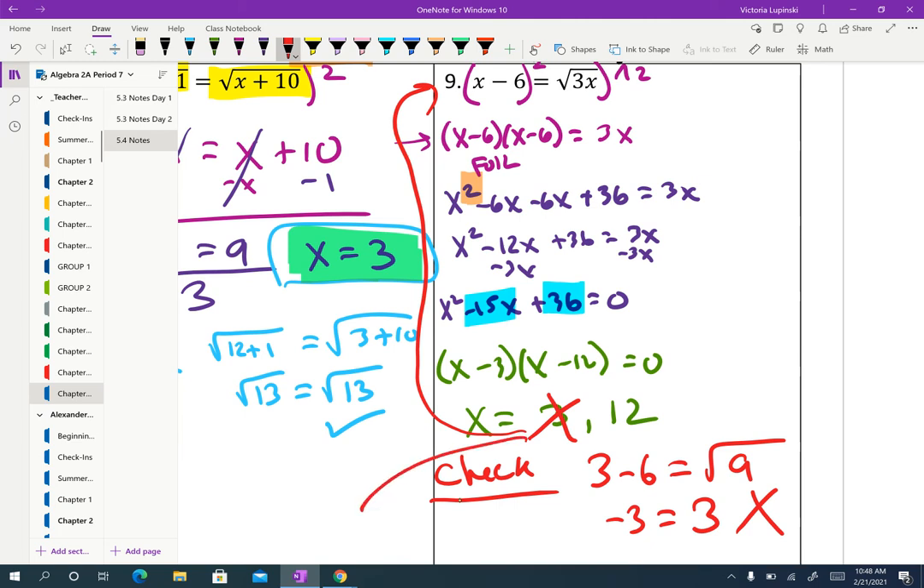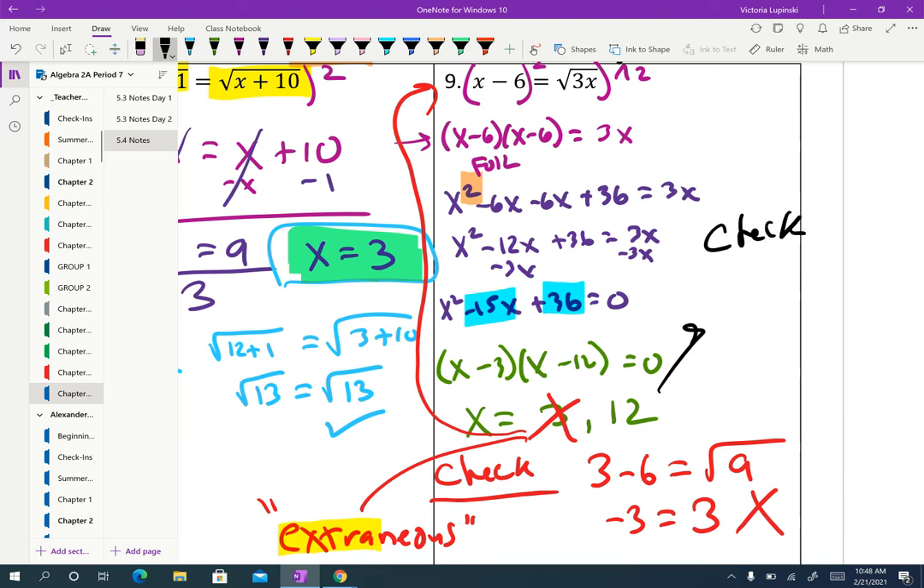Just so you know, that is what we call in the math world an extraneous solution. The extraneous means it's an extra solution. So if you hear that word, it means an answer that does not work. You're going to go ahead and cross it out and fully eliminate it. Then we're going to go ahead and check 12.